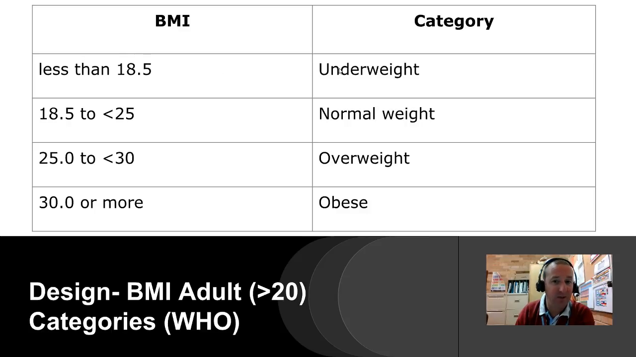But this category is only less than 18.5. If they're equal to 18.5, then they should be in the normal weight category. So for our boundaries, we need to test 18.5, 25, and 30. And so we need to come up with some test data that's going to give us a BMI for each of those values.